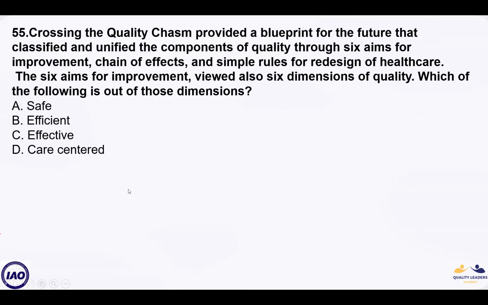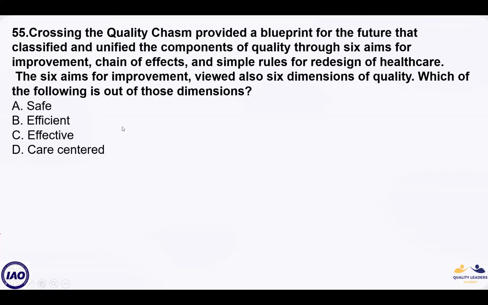Coming to question number 55. Crossing the Quality Chasm provides a blueprint for the future that classified and unified the components of quality through 6 aims for improvement, chain of effects, and simple rules. The 6 aims for improvement are also viewed as 6 dimensions of quality, and the following is out of those dimensions. So basically he's asking about the Institute of Medicine's Crossing the Quality Chasm report, which defines 6 aims of improvement, also known as 6 dimensions of quality. Which of the options below is not one of these?